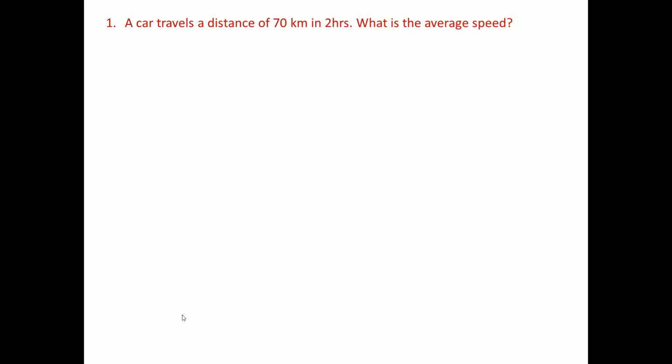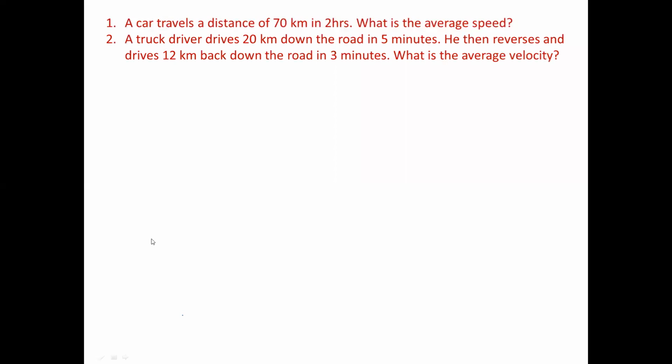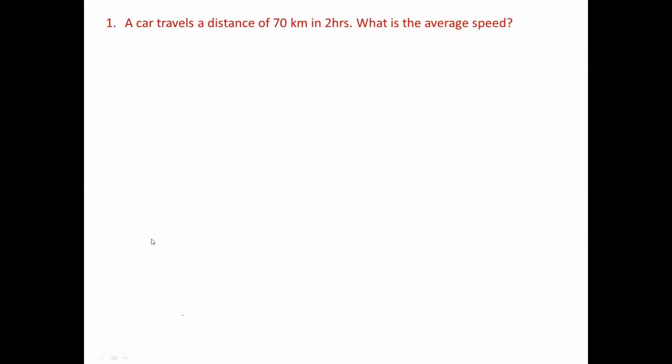So he has given us distance, he has given us time. What is the formula for average speed? Tell me. Total distance by total time. Apply and solve. That's it. Simple question. 35 kilometers per hour. Average speed in this particular question is 35 kilometers per hour.